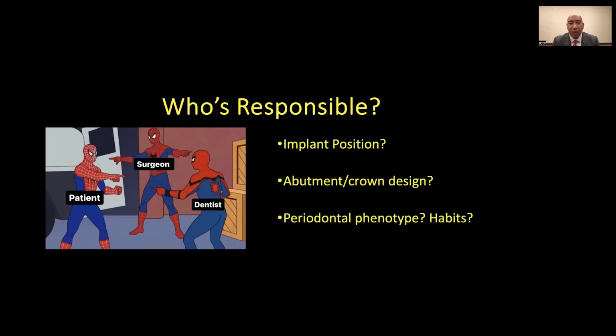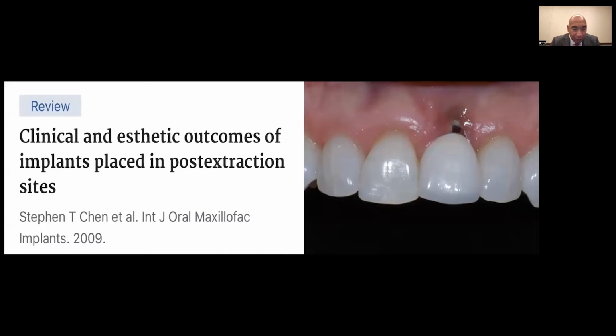We don't know. So today we're going to talk about implant position, the effect of implant position on gingival recession around an implant. We're going to talk about the abutment and crown design and how that's transformed the last few years. And then we're going to talk about the qualities of solid soft tissue that's built for longevity. We're going to talk about the periodontal phenotype. We're going to talk about keratinized tissue. We're going to talk about all that stuff. So let's go ahead and get started.